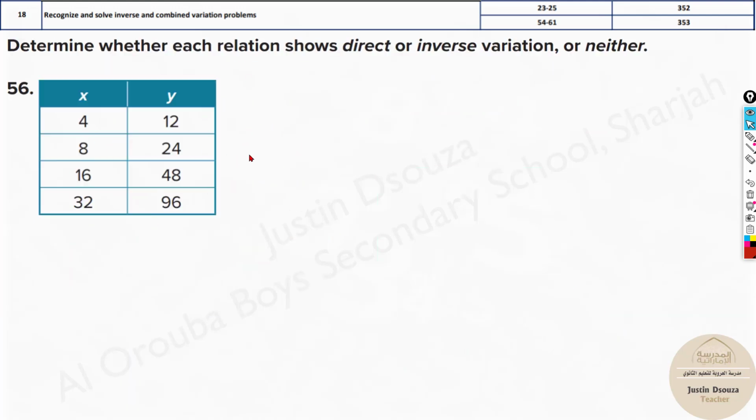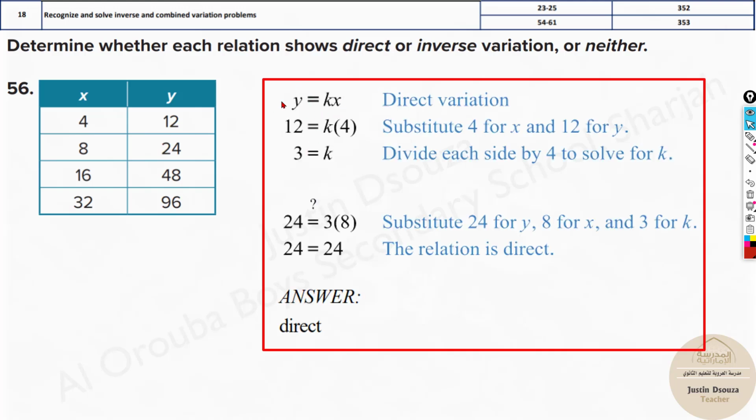Now we have a table, and we need to use the basic knowledge of direct and inverse variation and check whether they are both. If they are neither direct nor inverse, you should say neither. I'll just walk you through this problem. All you need to know is the direct variation formula: y is equal to kx. Take any two values. We start with the first one itself. Y is the given y value, 12, and x is here. Find the k value. K becomes 3, right?